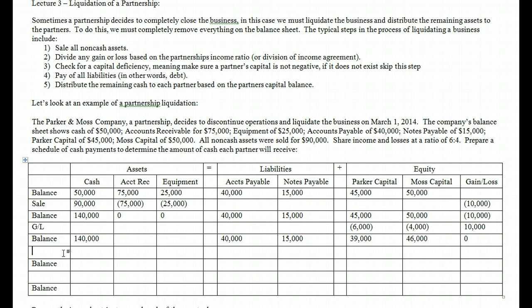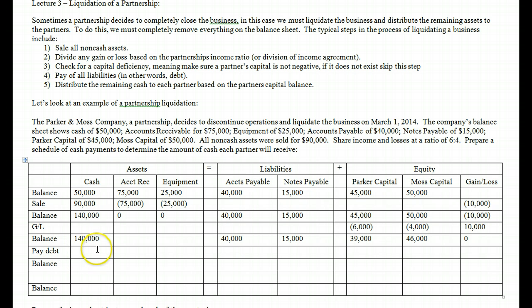All right, then the next thing we do is we look at our capital and see if there's any deficiency. Is there a deficiency? Well, both capitals are positive, so there's no deficiency. So we can skip that step. There's nothing more to do with that. We can move to step 4, which is pay off our liabilities. So pay our debt, so to speak.